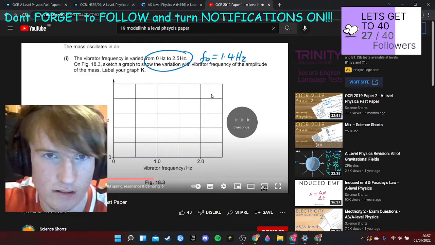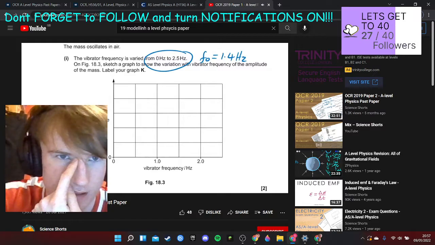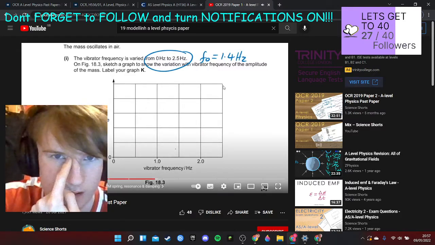Okay, so that of the amplitude of the mass, right? We know that we have the max amplitude when the driving frequency is the same as the resonant or natural frequency.